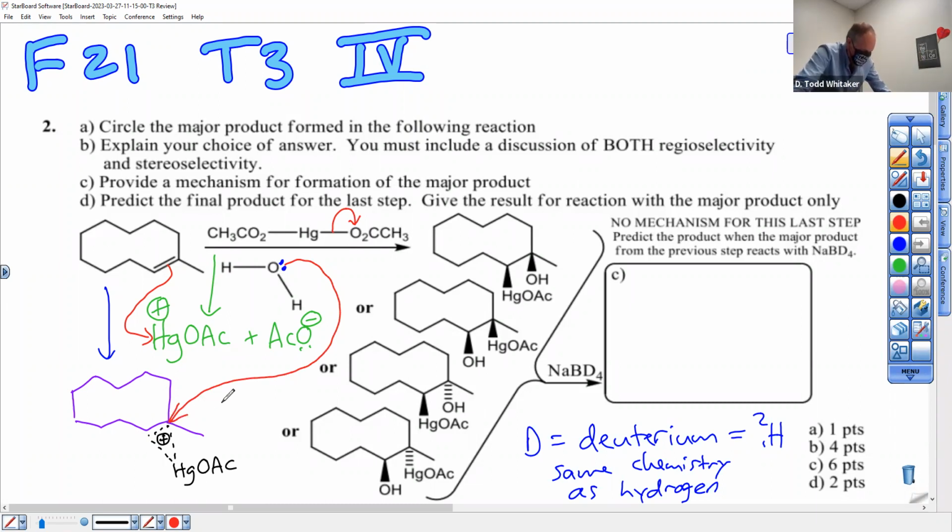So right away, I'm getting rid of this product where the mercury is on the more substituted carbon, and this one where the mercury is on the more substituted carbon. And the backside attack on a triangle, does that produce syn or anti stereoselectivity? Anti, so I'm only looking at the third product. This one has syn. That's wrong. Syn is wrong. Anti is right.